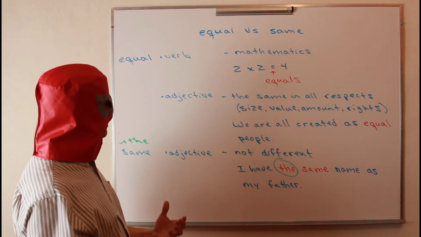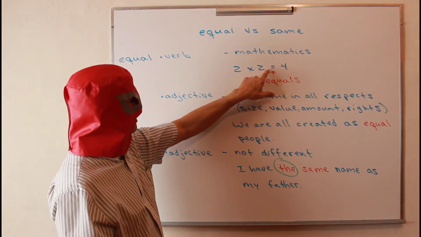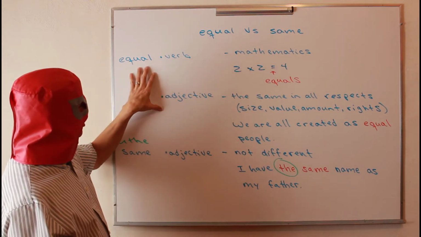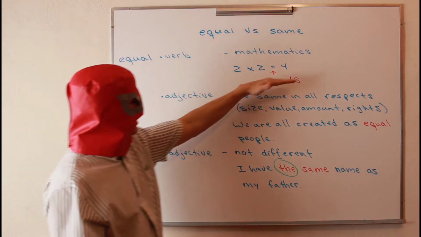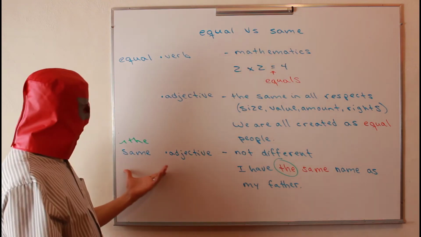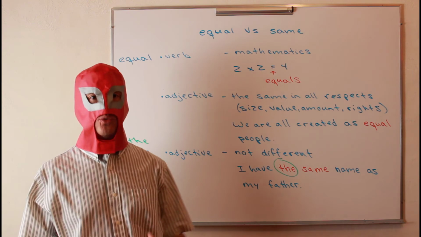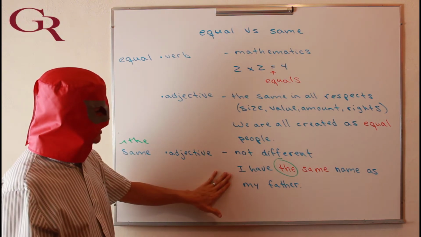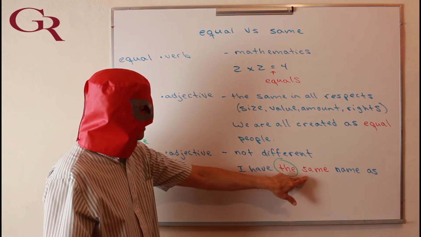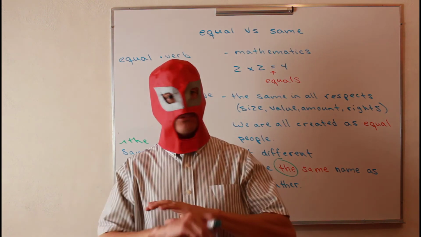Okay, so as we can see, when we're referring to mathematics and referring to this symbol, we're going to use equals. When we're referring to equal as an adjective, it means the same in all respects. But when we're using the same as an adjective, it's going to refer to not different, like this example. So don't forget that with same, you're going to use the. And, well, equal versus same is easy peasy, super breezy.